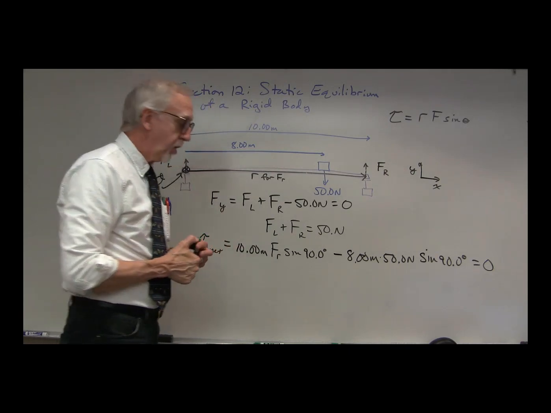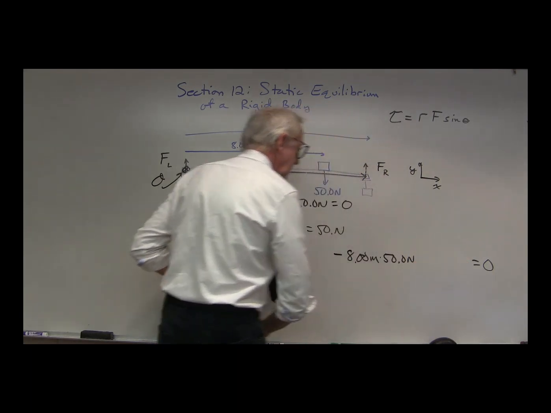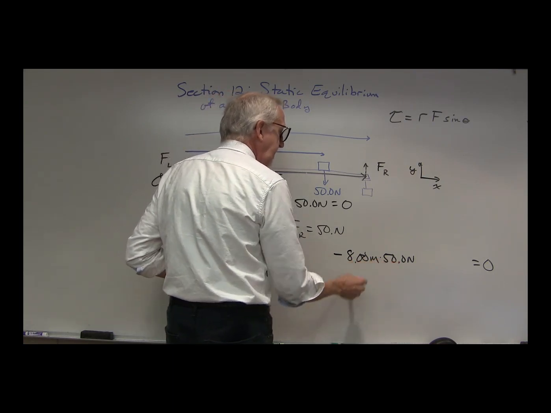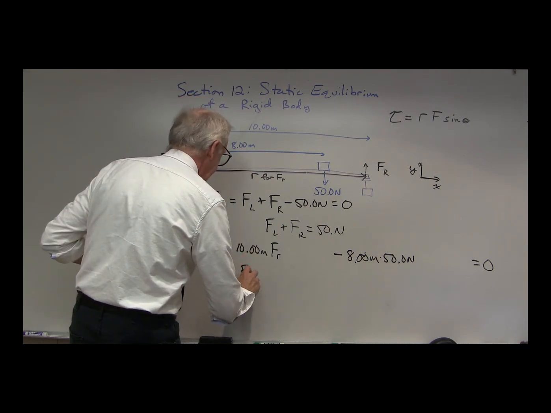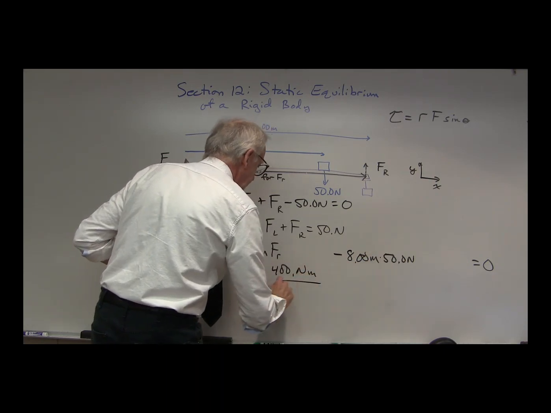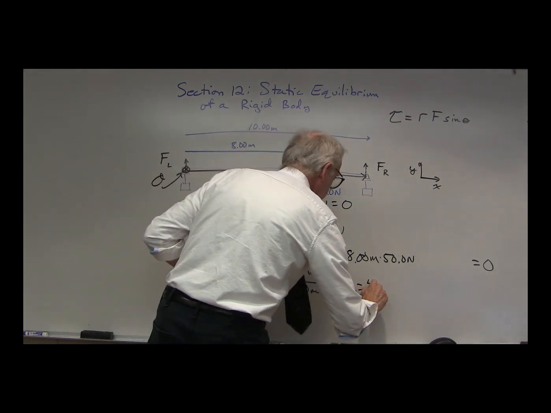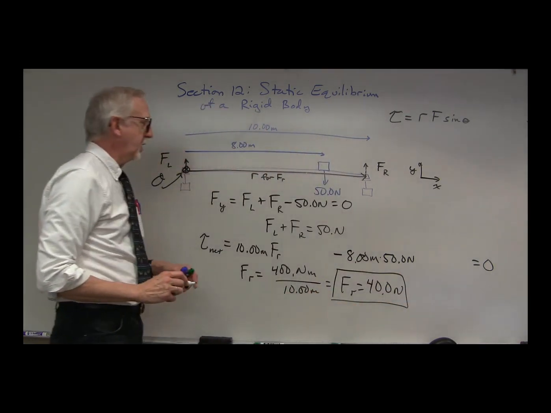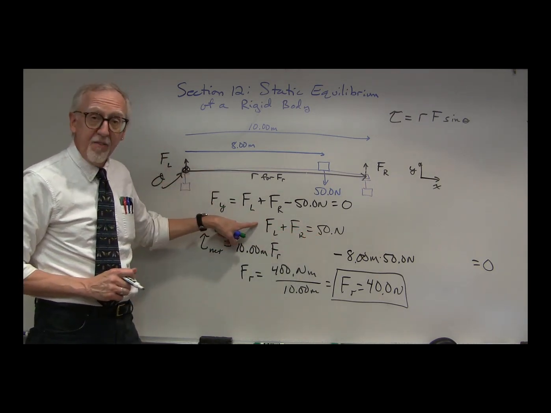Well, sine of 90 we know is 1, so we can take that out from both of these. And what do we have? We have 10 meters times FR minus 8 times 50. 8 times 50 is 400. Bring that over to the other side. And what do we have? We have FR equals 400 Newton meters divided by 10 meters, or FR equals 40 newtons. FR is 40 newtons. Now, if FR plus FL is 50 newtons, we know FL is 10 newtons.